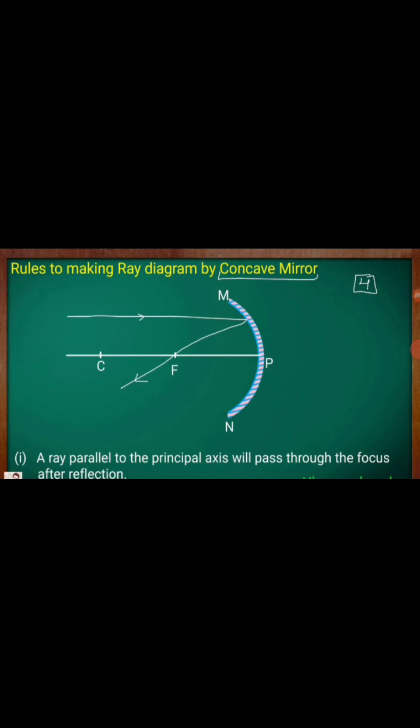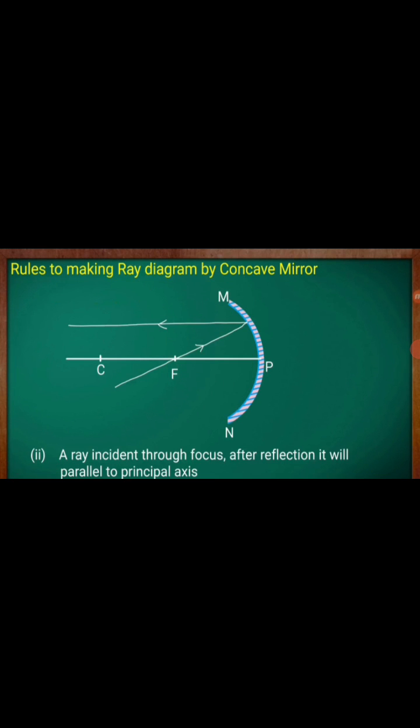So wherever you draw a line parallel to the principal axis, it always gets reflected back, passing through the principal focus. So this is the condition. If I draw a line toward the downward side, then it will also pass through the principal focus. This is the first rule. And the second rule says a ray incident through the focus. Wherever a ray is incident through the principal focus, the reflected light will pass parallel to the principal axis. This is the second rule, children.